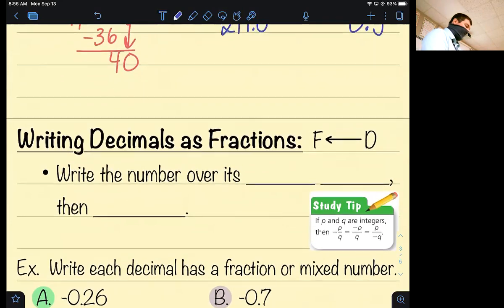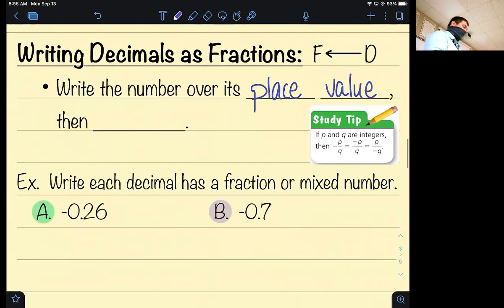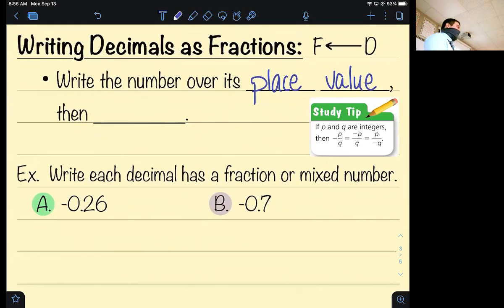To write decimals as fractions, write the number over its place value. Now, even though I think this is the easier of the two, it's the one that everybody seems to forget. So here's what I mean by that.